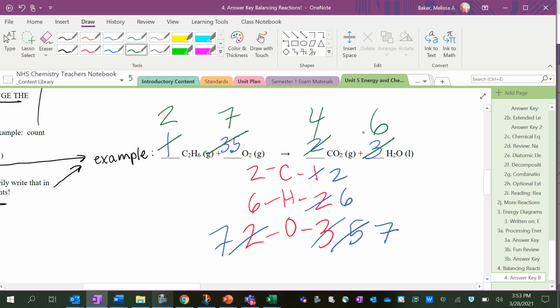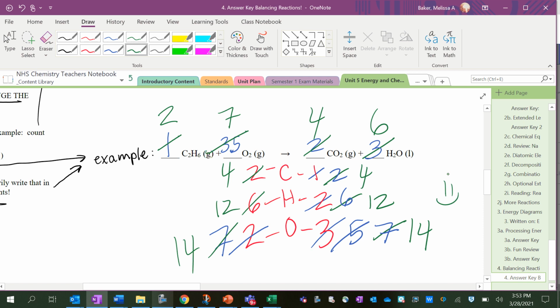Just double everything. Now you've got double of all of these. You've got 4 hydrogens on each side, 12 hydrogens on each side, and 14 oxygens on each side. When everything matches, everybody's happy.